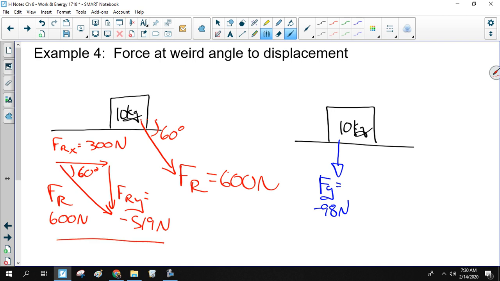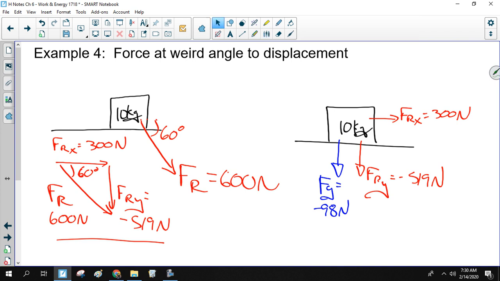So remember, I'm going to replace the force of Roy with the two components. So here's our force of Roy in the x direction. It's 300 newtons. Here's our force of Roy in the y direction. It's negative 519 newtons. Let's see, we've got to have a normal force, right? So if we've got gravity and Roy both pushing down, your normal force is the sum of those, which gives you 617 newtons.